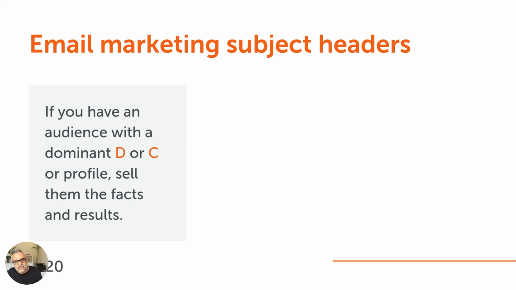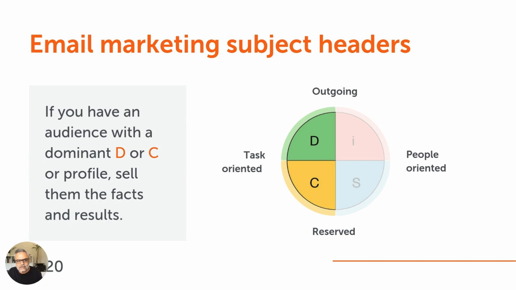And then on the flip side, if you have an audience with a dominant D or a C profile, sell them the facts and results, right? So, just give hard statistics wherever you can. And again, showing you the circle, the people to the left, the D and the C profile, much more task orientated and results orientated.